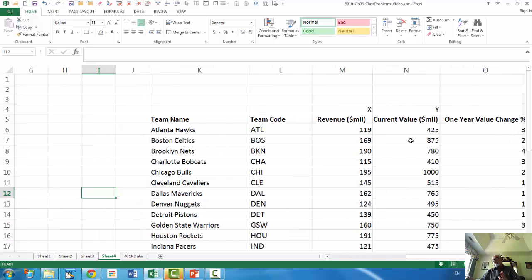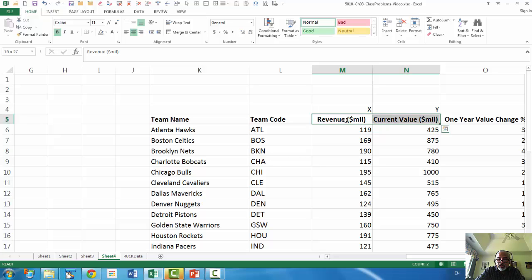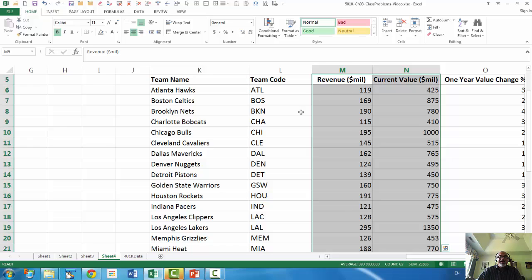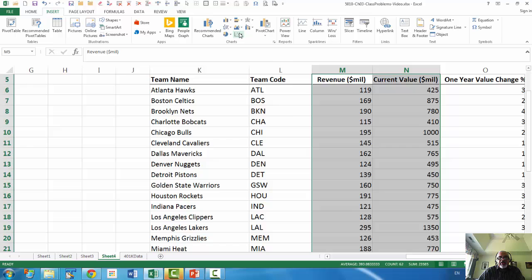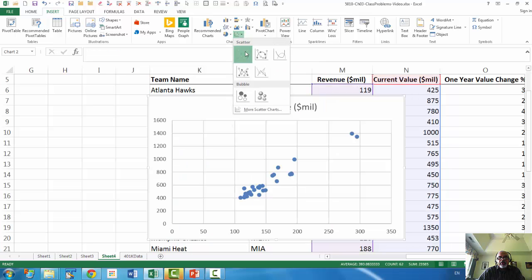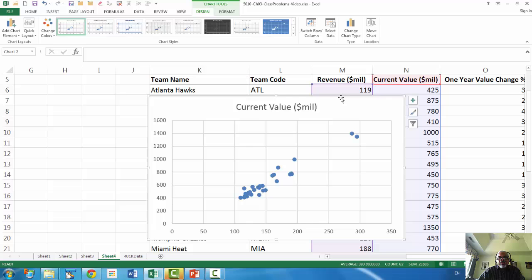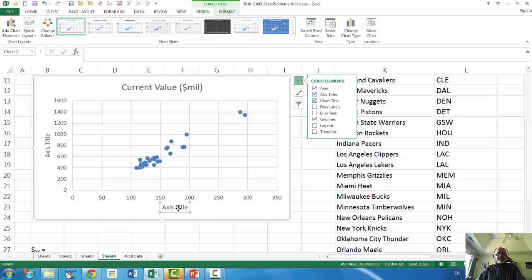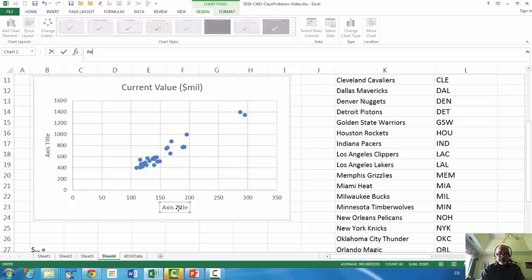When y is on the right side of the two columns, we can highlight both columns at the same time, and the second column will be used on the y-axis, which is good. Otherwise, we have to first insert the y-axis and then add the x-axis values. So we want a scatter plot. So we'll use that one. Okay, there you have it, and then let's go ahead and format it. The x-axis title will be revenue. And y-axis is current valuation.